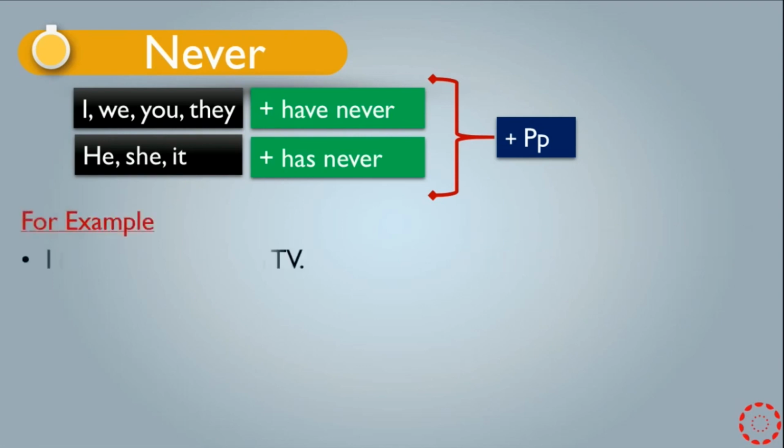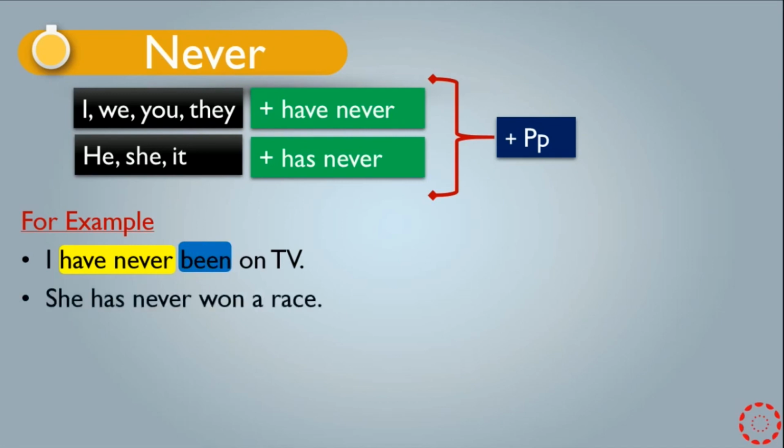Let's see in examples. I have never been on TV. The sentence should be in present perfect, okay? This one is have never. Why do I use have never? Because my subject is I. As in the above rule, if our subject is I, we, you, they, we use have never. And after have never, the verb should be in what? In past participle form. We can say PP. Been is the past participle of be. I have never been on TV.